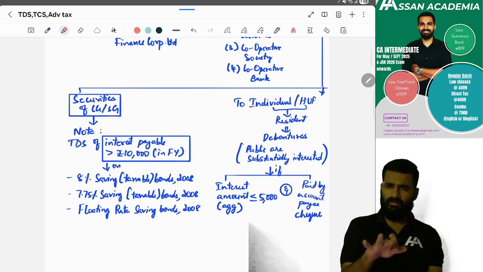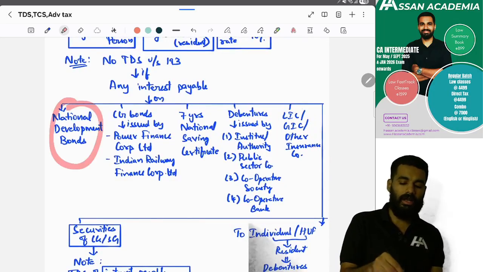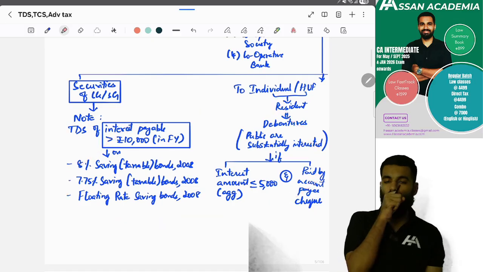Next, these are all very simple. This is important. Insurance company is important. National development bond is important. Now these two are very important.